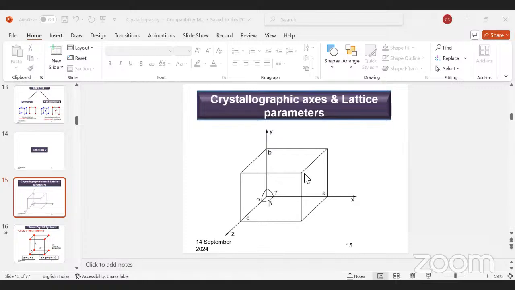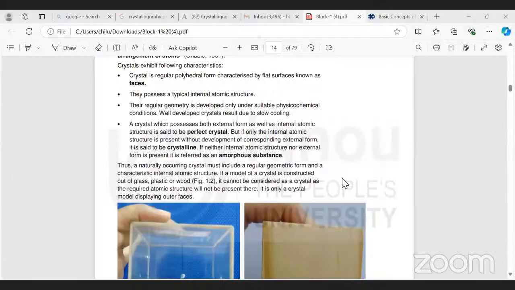So here the crystal axis is also there. The crystal axis also plays a very important role. We need to know the crystalline substances also. The crystalline substance definitely has a solid formation, and it has a polyhedral structure.